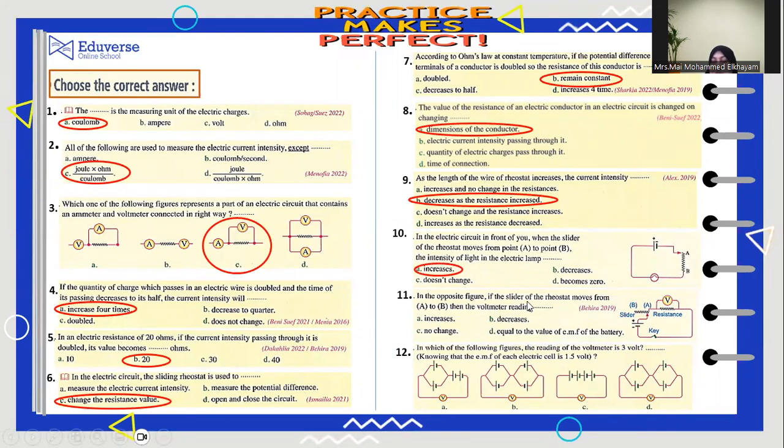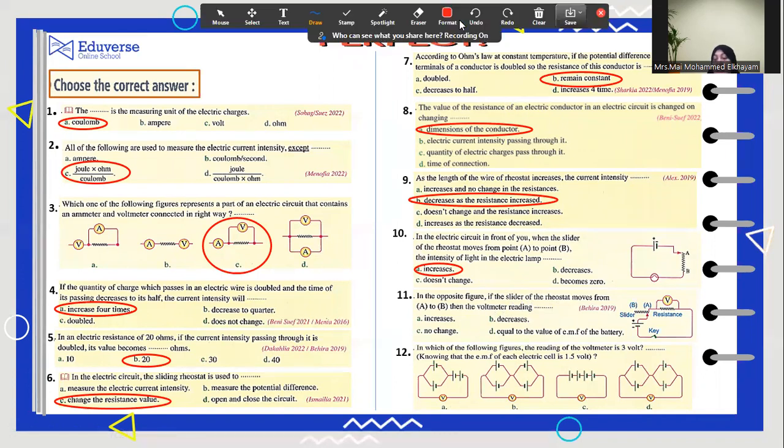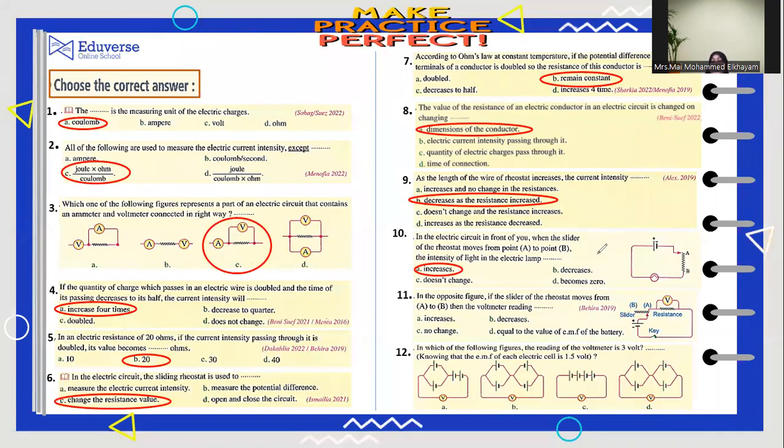In the opposite figure, if the slider of the rheostat moves from A to B, then the voltmeter reading, again, let's see and determine what will happen to the resistance. Here, the slider is at A, so the electricity will not face any resistance if it is at A. But what if I changed it to be at B? So the electricity will face all of this resistance. So I increase the resistance. Increasing the resistance means to decrease the current intensity and potential difference. Therefore, the voltmeter reading will decrease.